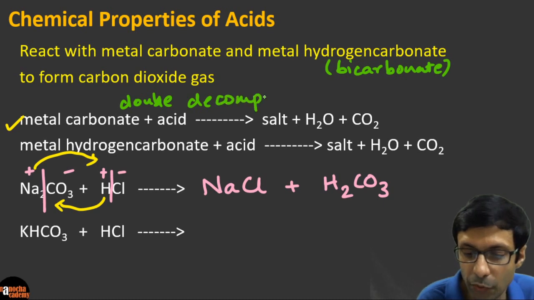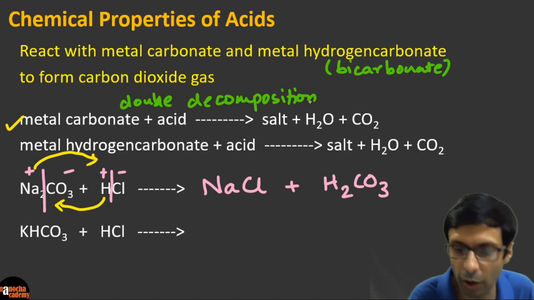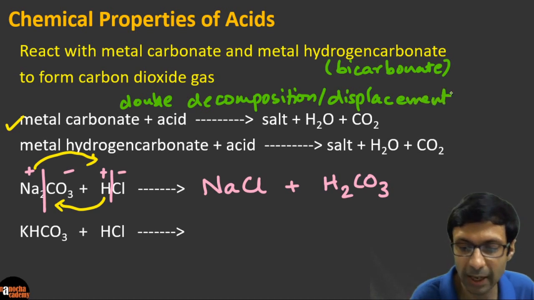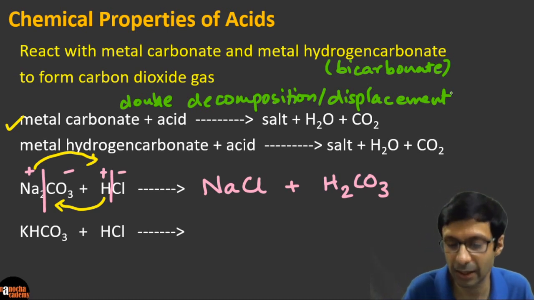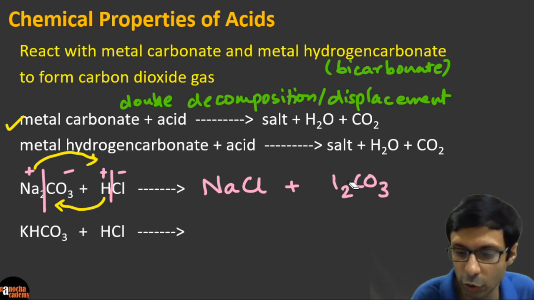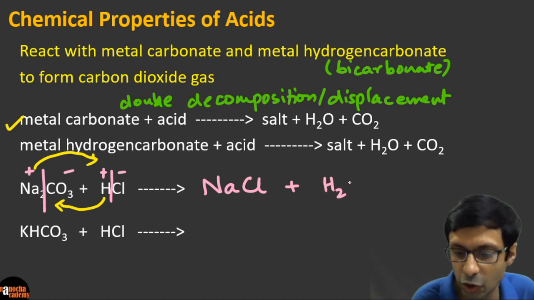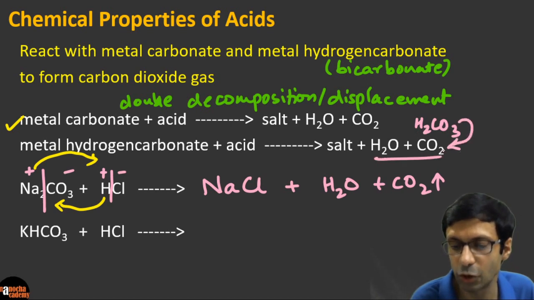So now you can connect your first chapter where you learned about types of reactions and this one. So this is double decomposition or double displacement, right? And now do you see what's happening? NaCl plus H2CO3. Now one very important point, carbonic acid is unstable, right? So it's not going to stay as carbonic acid. This guy is going to break down into, so I'm going to erase this. So carbonic acid is going to break down into H2O plus CO2. And that's how carbon dioxide is produced. Okay, guys, because carbonic acid, H2CO3, is unstable, it breaks down into these two guys.